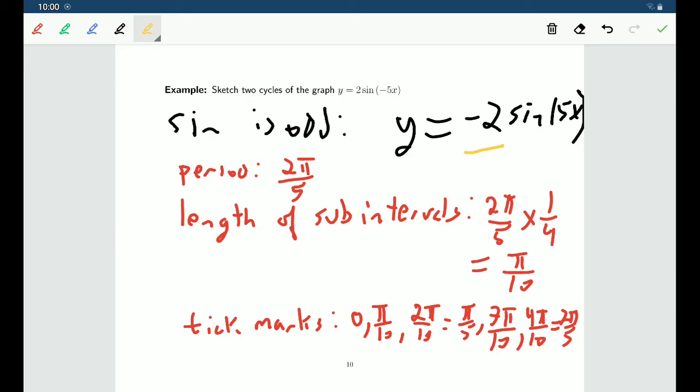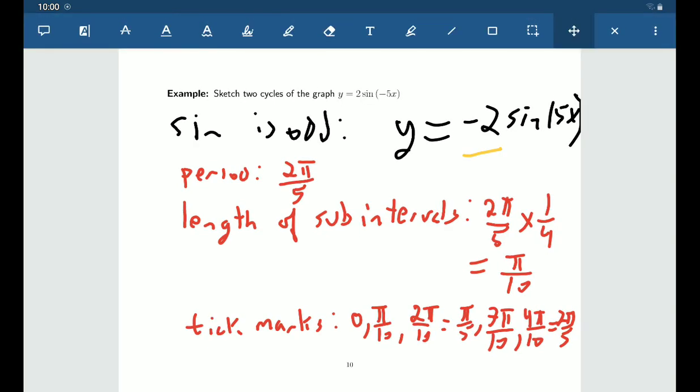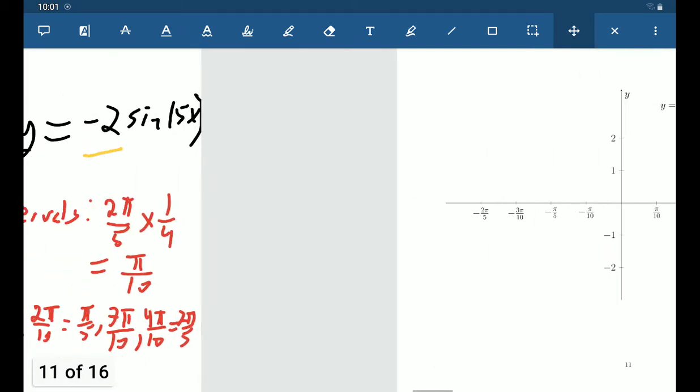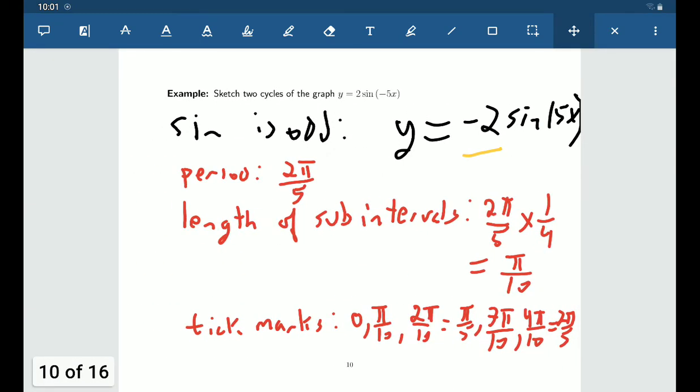This means that instead of having the top value being 1 and the smallest value being -1 for y values, the largest y value will be +2 and the smallest y value will be -2. So I know the tick marks for the x-axis, I know the tick marks for the y-axis, and away we go. Let's start plotting. Remember that we are graphing, even though I have it labeled here as y equals 2 sine -5x, that we have imagined it as -2 sine 5x for graphing purposes.